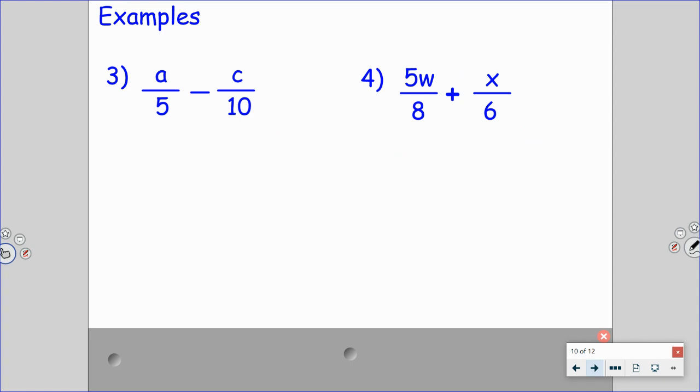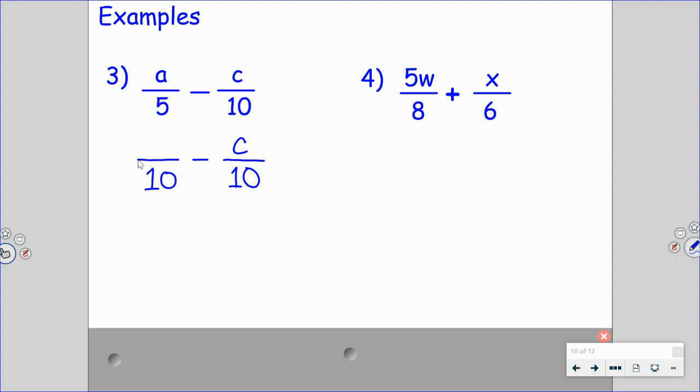All right, now let's get to the big fellas. So we look at a over 5 subtract c over 10. And if we were looking for a common denominator, perhaps not surprisingly, we would notice that 10 would be the least common denominator.